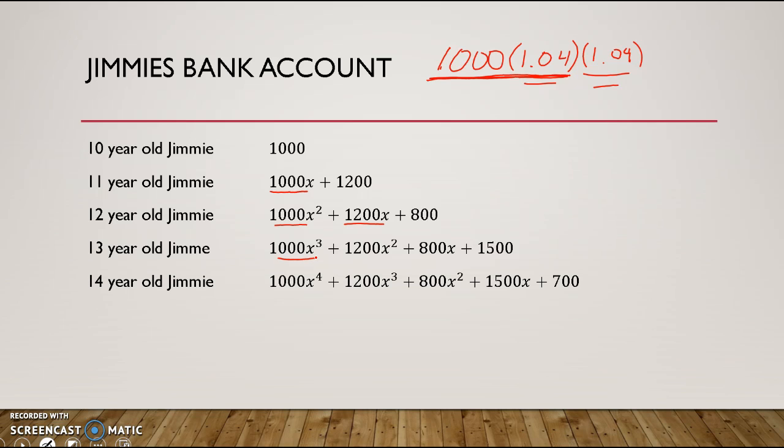If we take this out one more time, when Jimmy turned 14, in his bank account, he doesn't have a box with his money in it. It's not like he takes his 50-cent piece and 5 years later that same 50-cent piece is still sitting there. What he has in the bank is a polynomial in the bank. And so the polynomial that he has when he turns 14 is 1,000x to the fourth plus 1,200x to the third plus 800x squared plus 1,500x plus 700.